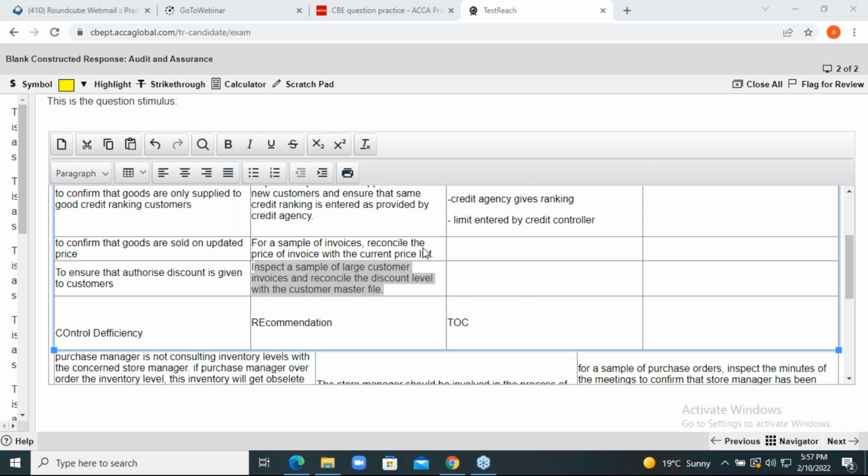Can a secondary response or recommendation get credit in the live exam? If you are writing a complete, good recommendation, I told you to think of 2 recommendations, evaluate them, and write the best one. But if you have time, you can write the secondary recommendation or test of control as well. So I would recommend that you do write 2 recommendations or 2 tests of control. Yes, they will earn marks, of course. It will not be a waste of time.